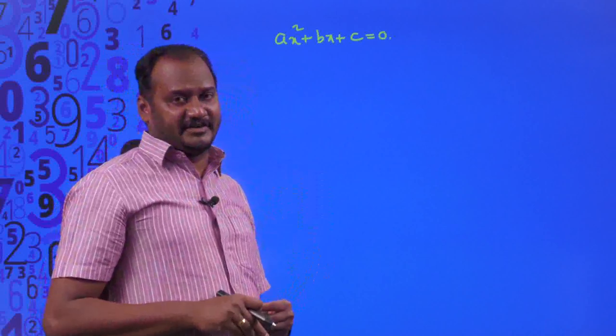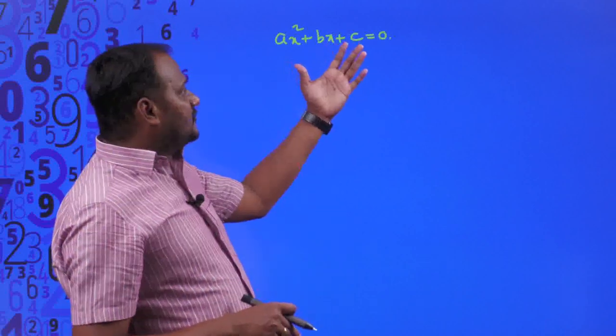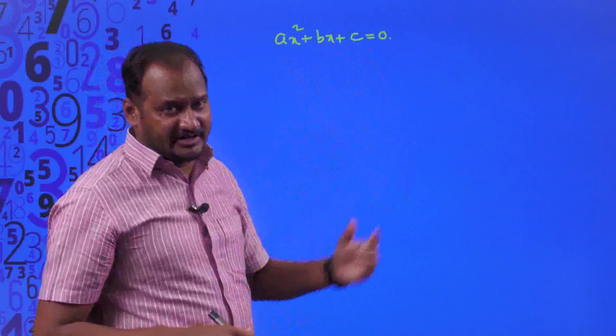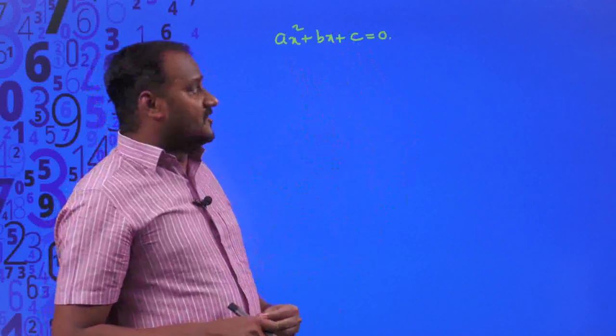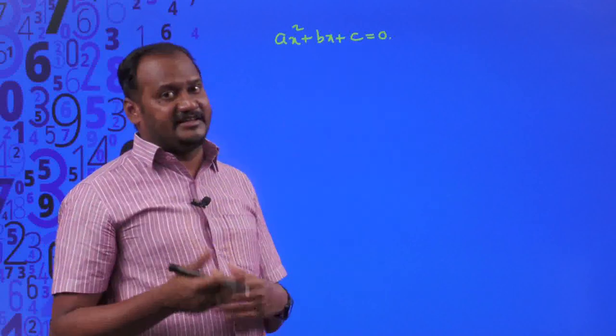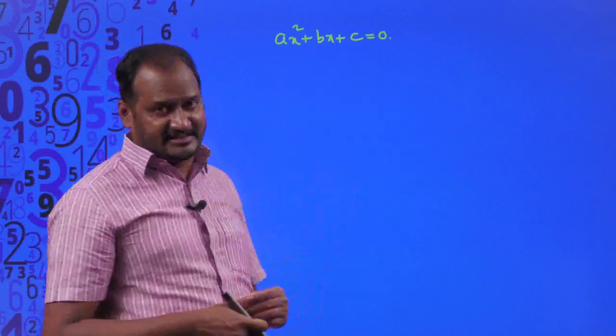You should think in a different way. When the quadratic equation is given, then we know how to find the roots of the quadratic equation. But when the roots of the quadratic equation are given, how do we figure out that quadratic equation? Let us try to understand with one of the examples.